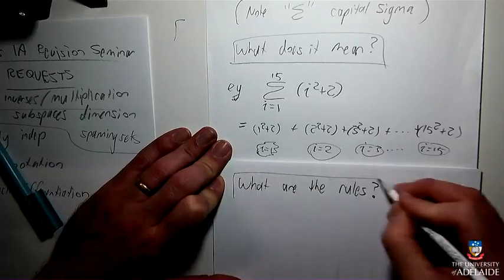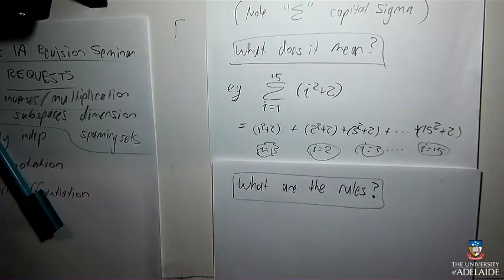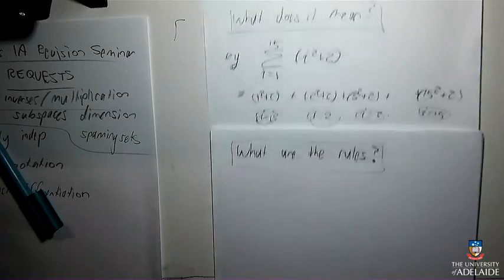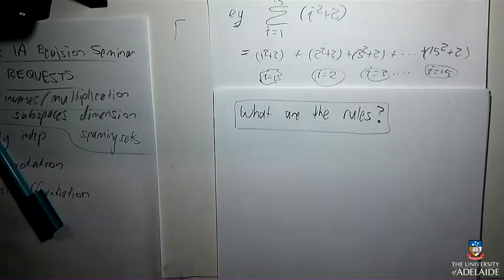The next question is, what are the rules? And there's two kinds of rules. There's rules for how you can just manipulate it as it is, and there's rules for how it interacts with other kinds of notations. So I'm just going to mix them together here. So the first rule that I already mentioned is that it doesn't matter what the letter is. And that seems like a stupid thing to write down, but I'm going to write it down anyway.